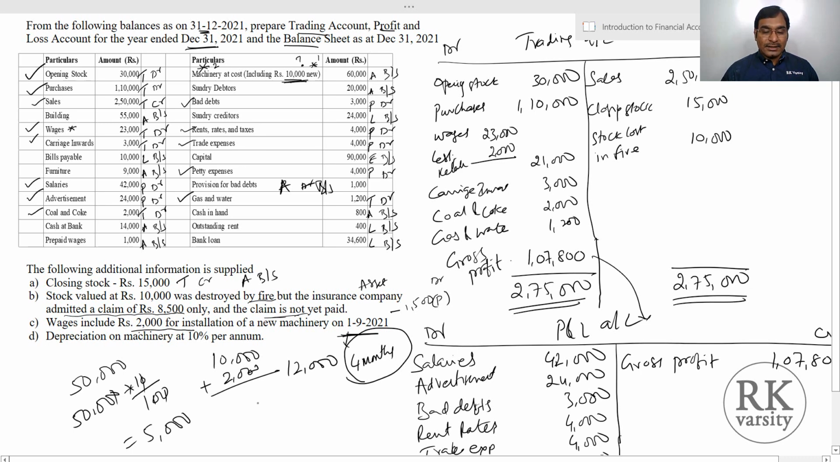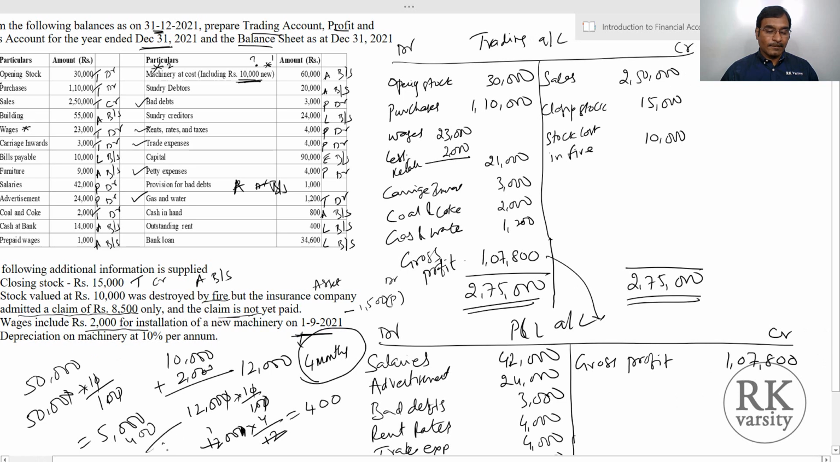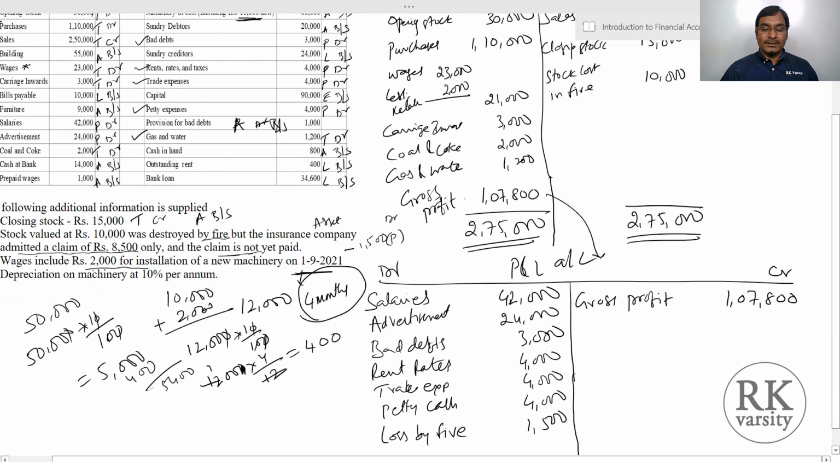And now this is 12,000 into 10 by 100. So 1,200 is per annum, that is for 12 months. Now we have to calculate this only for 4 months. So this into 4 by 12. So this gives you another 400. So total depreciation is 5,000 plus 400. So 5,400 is the depreciation.